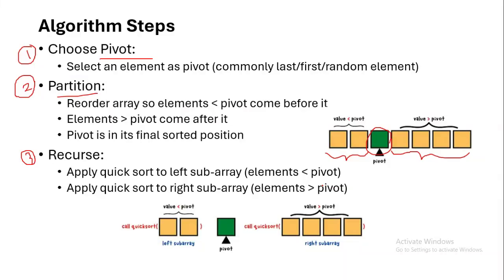Okay. Once the array is partitioned using the pivot, the third step is performed. In the third step, we apply the quicksort method to the left side subarray and the right side subarray recursively. And this recursive division persists until each subarray contains only a single element. Once a subarray consists of a single element, it is inherently sorted.